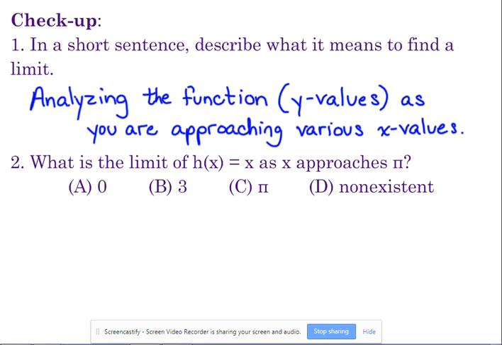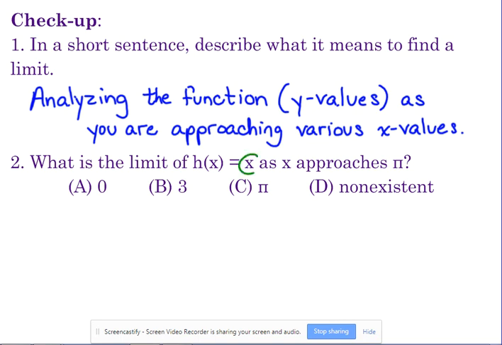Secondly, let's look at a sample AP question. What is the limit of h of x equals x as x approaches pi? So what's the limit of the function x as x approaches pi? Now this is one of those things that they like to do. Sometimes they're going to phrase it in words. Sometimes it's going to be symbolic. You've got to be able to handle both.